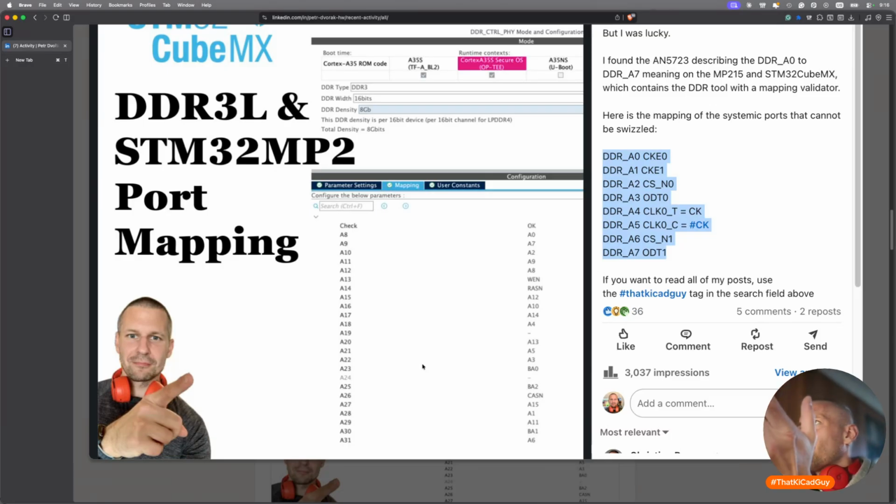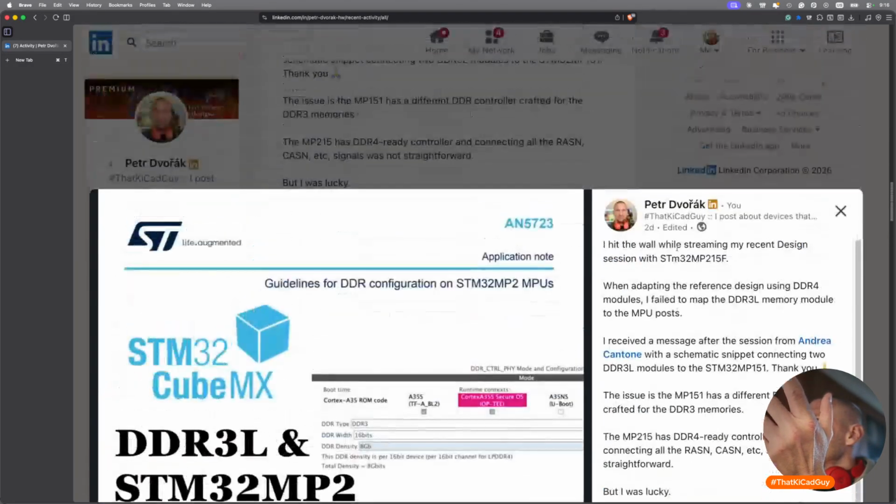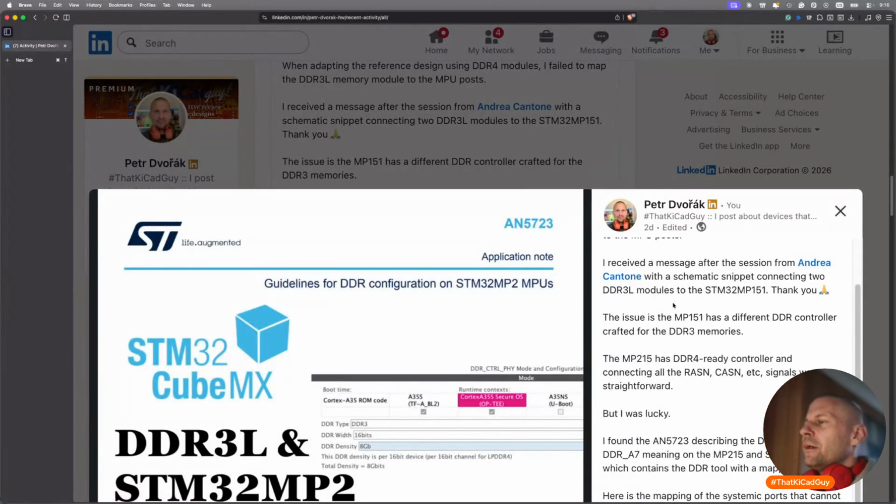As I mentioned in the post, Andrea Cantone sent me a schematic snippet from his design with DDR3L modules. He used two modules, but on the STM32MP151, which is a slightly different MPU because it supports up to DDR3, while the STM32MP2 family supports up to DDR4, and DDR3 is not the default memory device. So I have to dig into that.